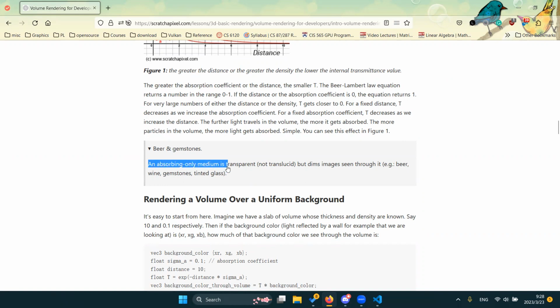Absorbing only media is transparent, but dim, with an image seen through it. It's confusing to mention the liquid beer in the same paragraph as the Beer-Lambert law. Yeah, because it was German scientist August Beer who was the progenitor of the Beer-Lambert law, plus Lambert, of course. But then it talks about beer and gemstones, and it's like different beer, different beer.